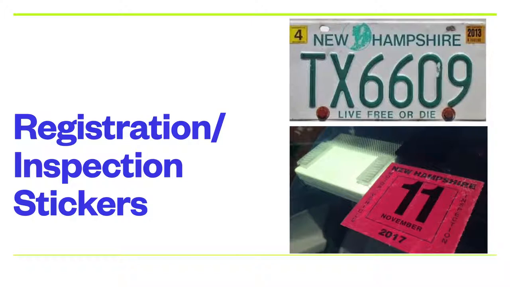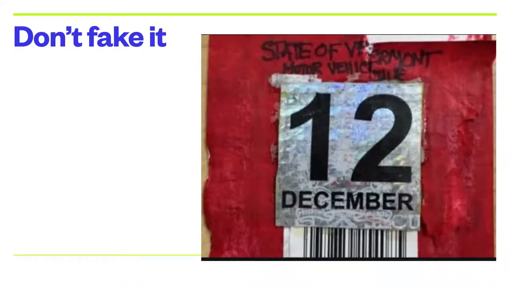And now your inspection sticker is in the bottom left corner of your vehicle. And don't fake it. Don't try to make your own. That looks kind of cheap, doesn't it?